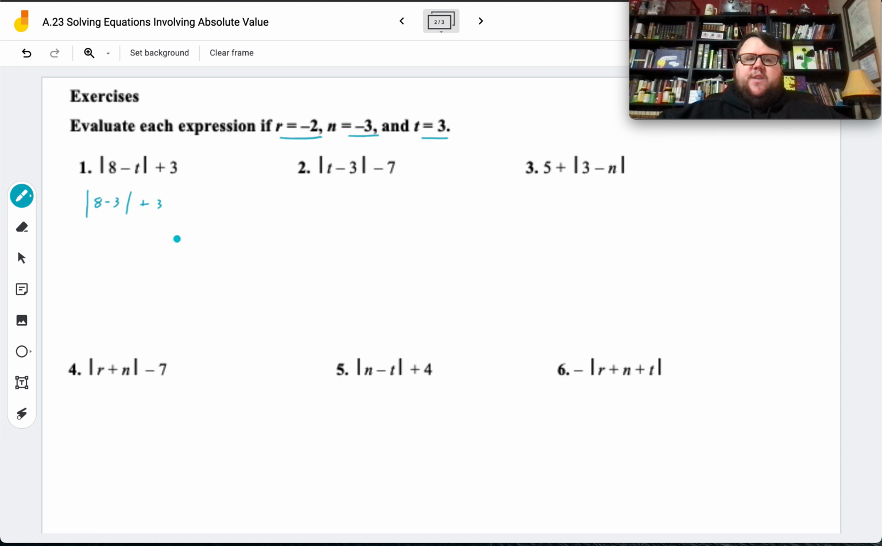So we have 8 minus 3, which is positive 5. Absolute value of positive 5 is 5, plus 3. So I have 5 plus 3, which equals 8. And that's my answer there.